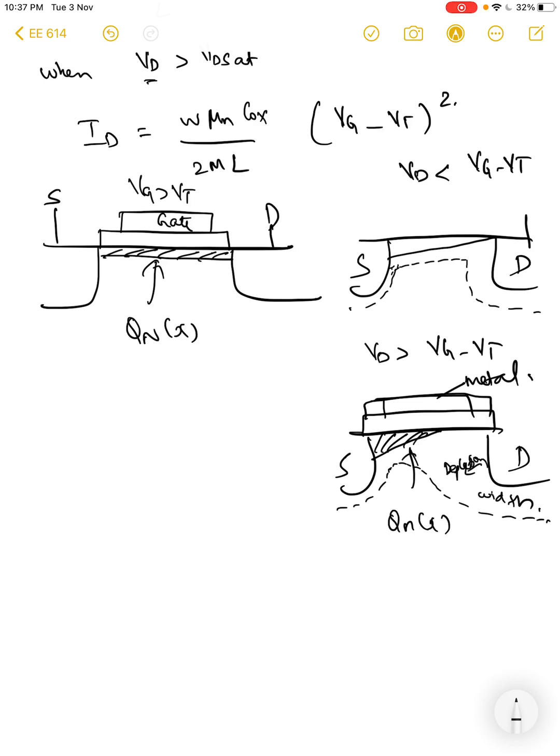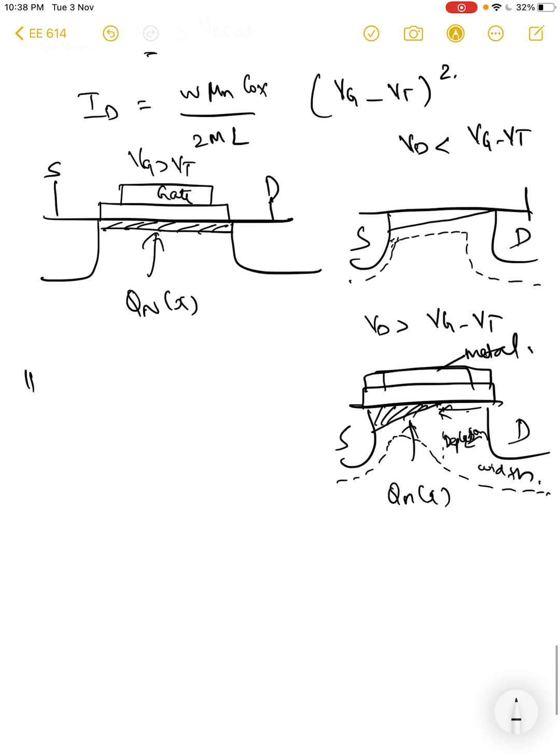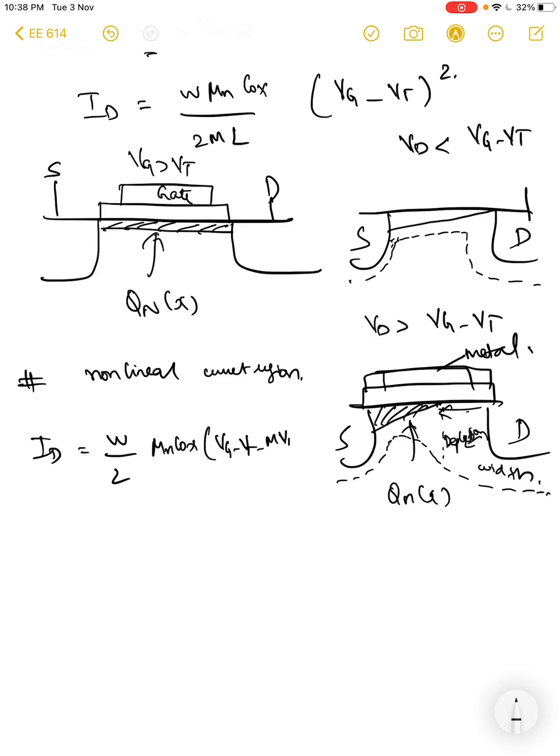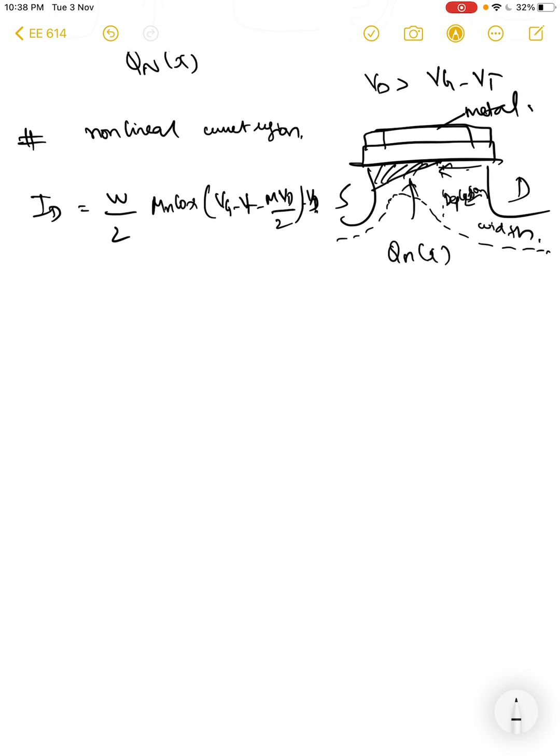And you can see that the channel now seems to be of reduced width, and any increase in the drain potential will only push the pinch off region closer to the source and away from the drain, right? And in between these two regions you have what is called a non-linear region. In this region you have ID expressed as W by L mu n Cox (Vg minus Vt minus mVd by 2) Vd.